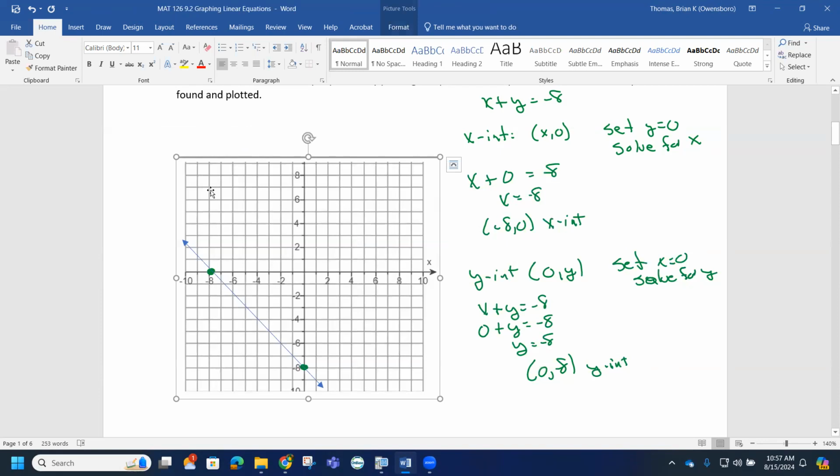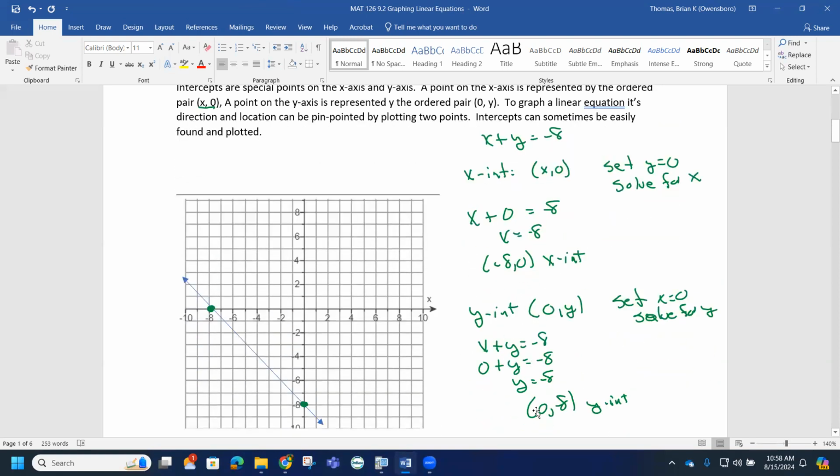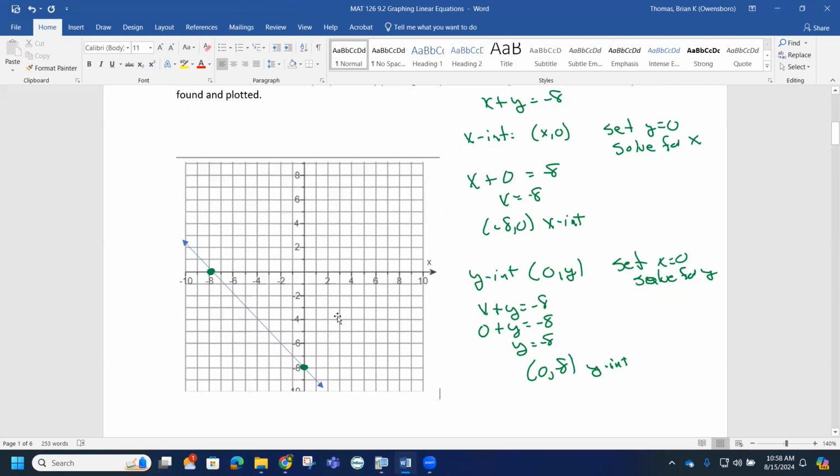So the line is many, many points, but these 2 points here give us the location of the line and also the direction that it travels in. So to graph a line, really all we need are 2 points plotted. Before, we were plotting 5 points, which was really not necessary, but it did give us a very accurate graph. But 2 points is all that's really necessary to graph a line. So our x-intercept is (-8, 0), and our y-intercept would be (0, -8), and this would be the graph of the line.